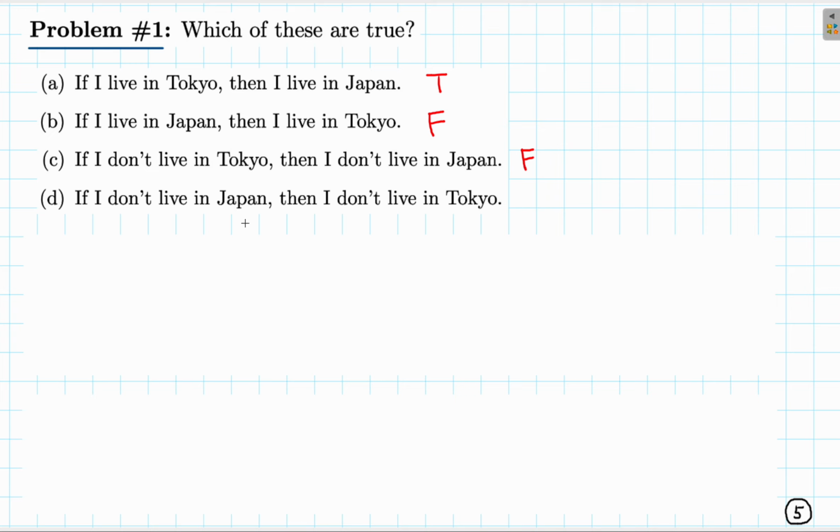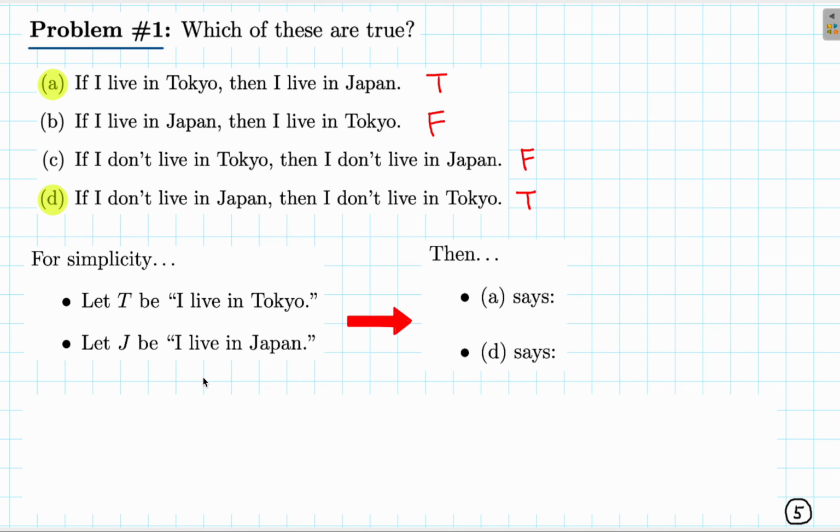How about statement D? If I don't live in Japan, so I'm outside of Japan, then I don't live in Tokyo. Well, that's certainly correct. In order to live in Tokyo, I have to certainly be in Japan. So if I'm not in Japan, then I am certainly not in Tokyo. And so these are 4 slightly different but related implications. And let's focus on, for now, implications A and D, which both happen to be true.